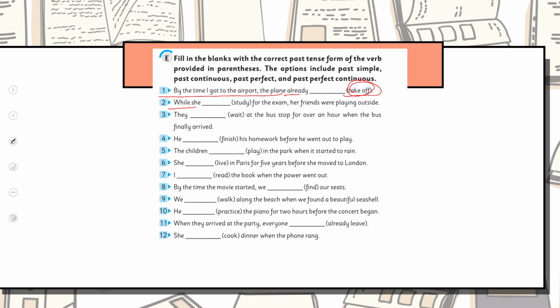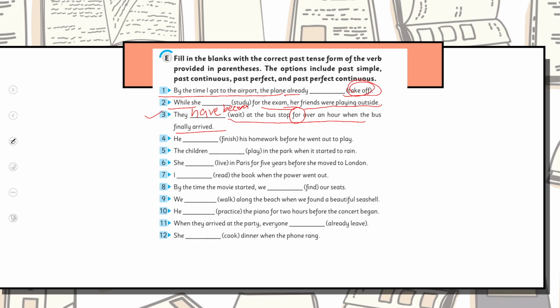While she studying for the exam, her friend were playing outside. While she was studying for the exam, they wait at the bus stop for over an hour when the bus finally arrived. They have been waiting. Wait will be waiting with ing. Present participle followed by ing. And you have this. So this is in the present perfect continuous form.